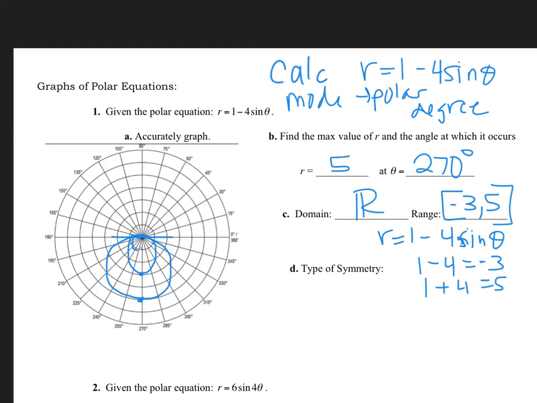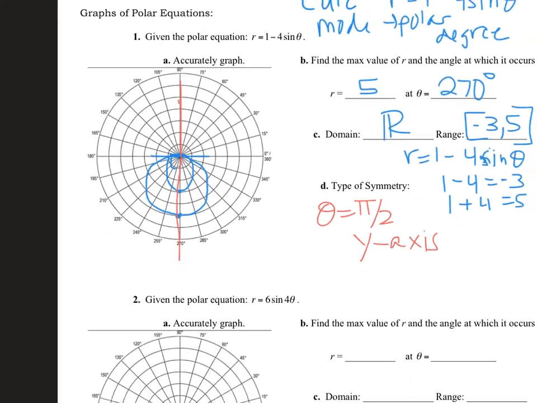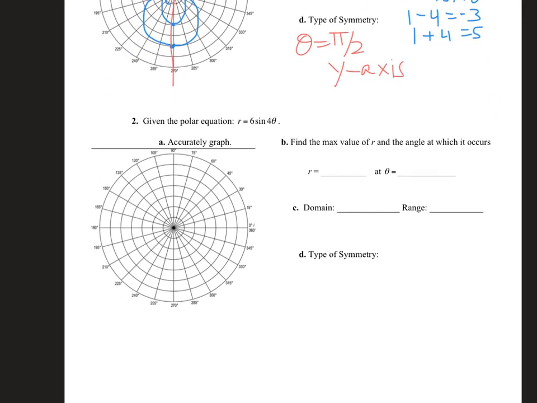And then what type of symmetry do you see here? I see that it is symmetric right here. There are two ways to say that. You could say it's symmetric over theta equals pi over 2, or I'm going to allow you to say over the y-axis. Okay, let's do one more of these and then we're done.